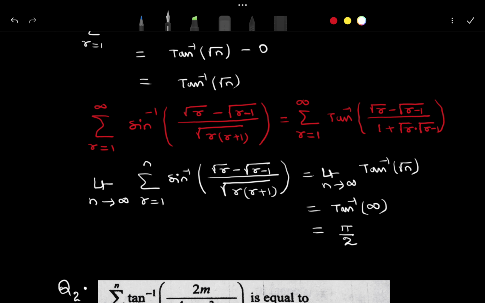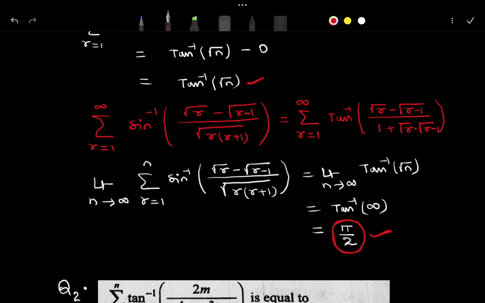So how you can find the sum of n terms, and how you can find the sum of the infinite terms, both I discussed very clearly. I hope that everyone is clear on this answer. The sum of the n terms is tan inverse of square root of n. The sum of the infinite terms is pi by 2. So this is your answer.